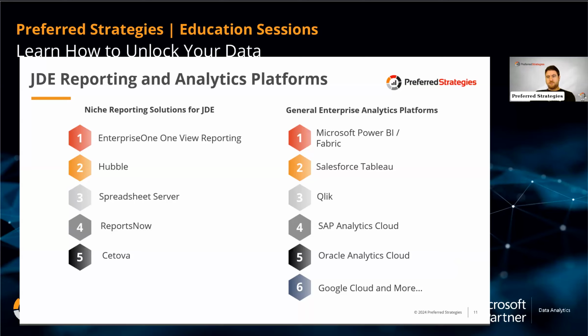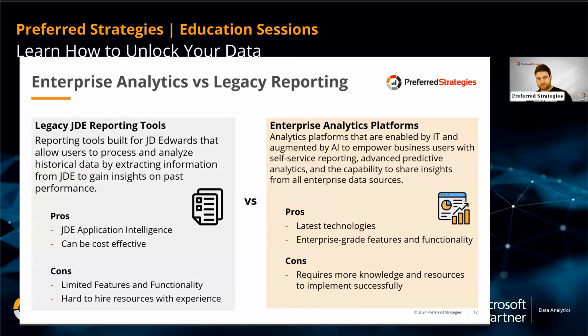The first are smaller tools that have been built specifically for JD Edwards and/or other Oracle ERP systems. These could include OneView, Hubble, or Reports Now, for example. And the second group are these market-leading enterprise scale solutions that can include Power BI, which has now been rebranded as Fabric. You have Salesforce's Tableau, as well as Qlik, and some other ones that you're probably familiar with here. But what are the differences? What are the pros and cons between these two groups?